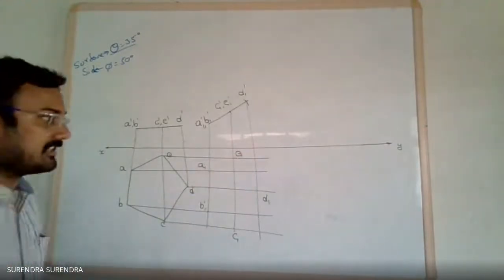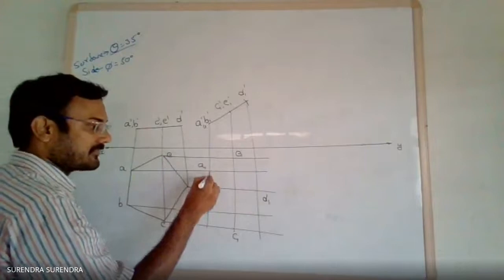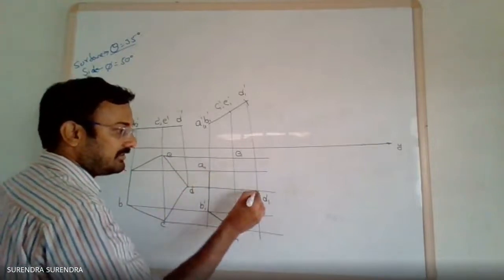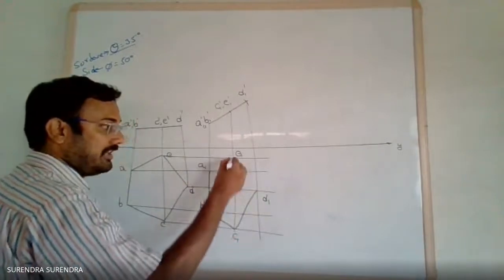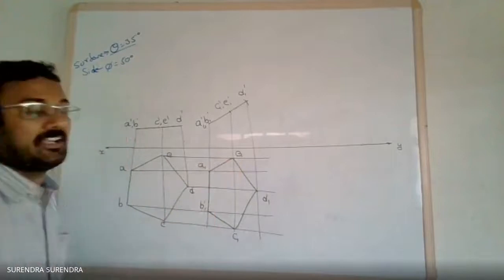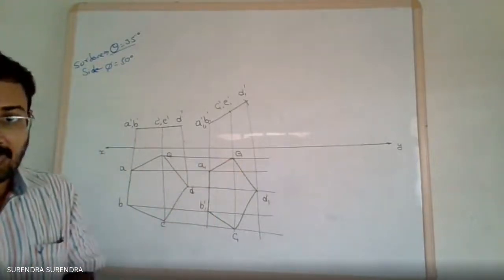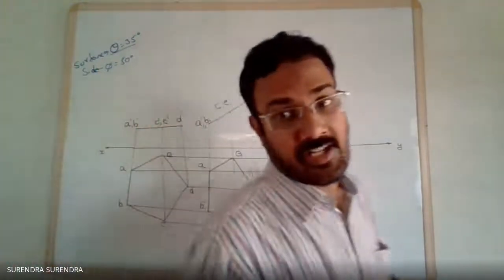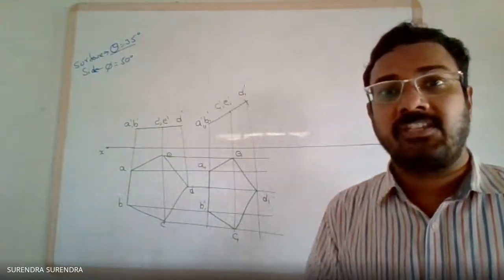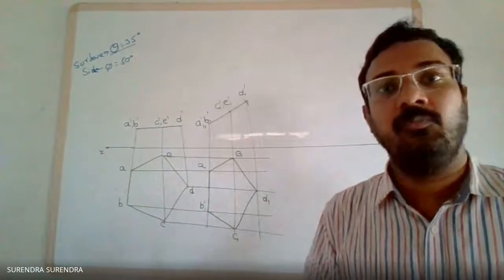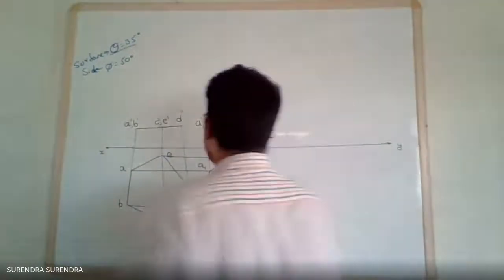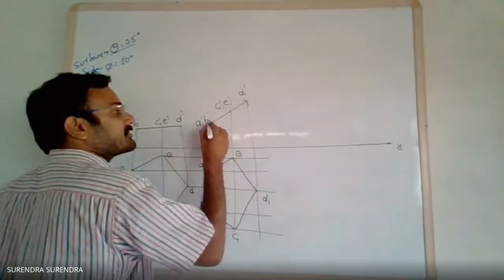Join A, B, C, D, E with straight lines: AB, BC, CD, DE and EA. So with this, the first condition given in the problem is completed. That is, the surface is inclined at 35 degrees to the horizontal plane.